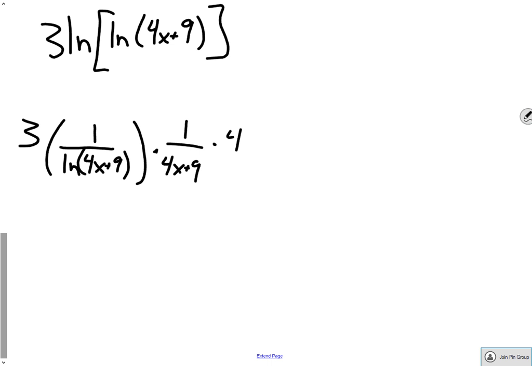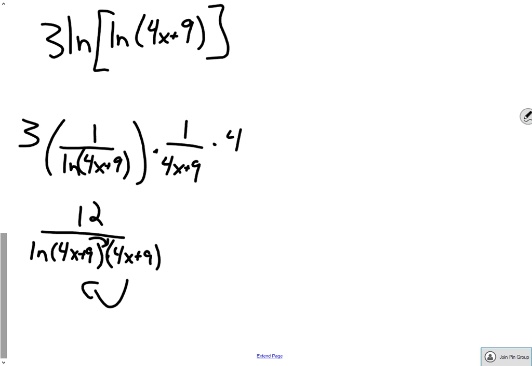It's going to be 4 times 3 is 12. Now, this question comes up. Does it matter if it goes 4x plus 9 times natural log 4x plus 9, or does it have to be natural log 4x plus 9? So basically, could I switch these two around? Well, no, because one's the logarithm, natural log of the number. This is something different than this. But does it matter the order?